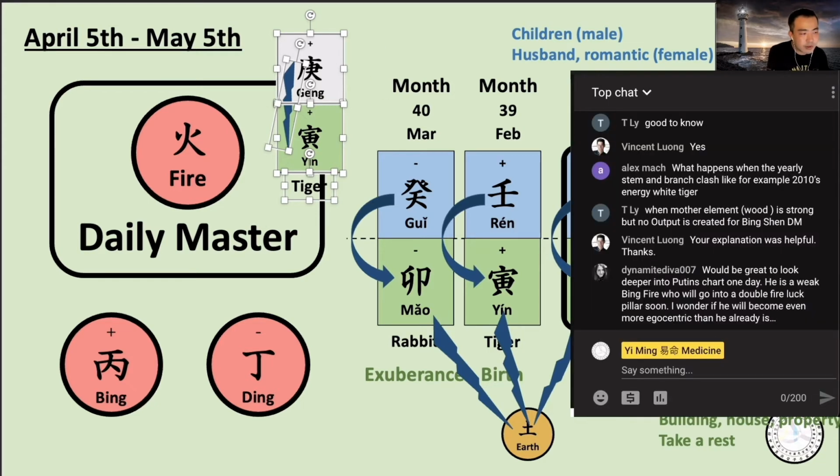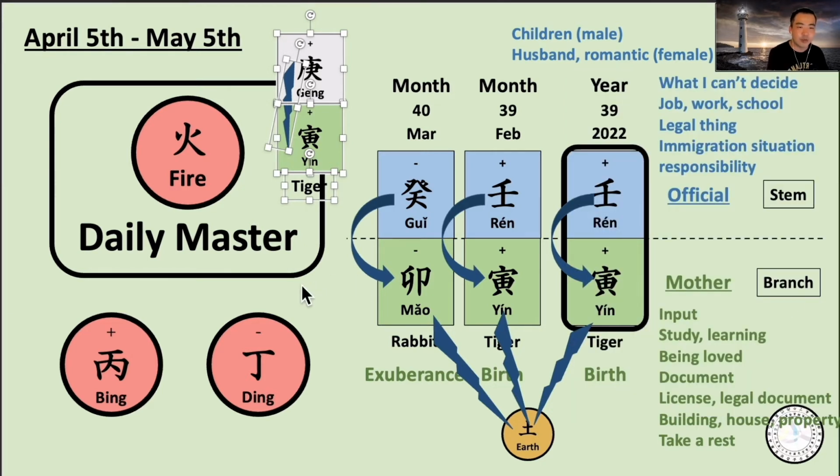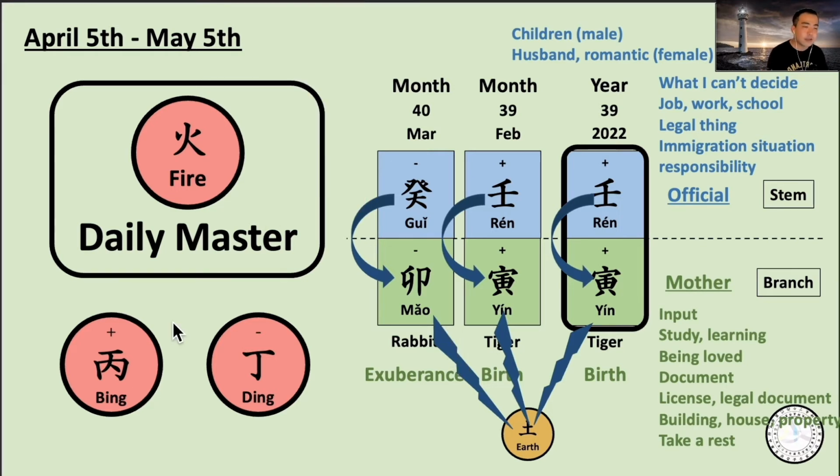When mother element wood is strong, but no output is created for Bingshen daily master. Bingshen already means some kind of output is there, because Shen metal is already output, part of the output. But if the fire is full of wood energy, those February and March energies could work as not a good preferable energy. Try not to say good or bad, even though it is good, even though it is bad. It doesn't matter anyway. The things are happening.